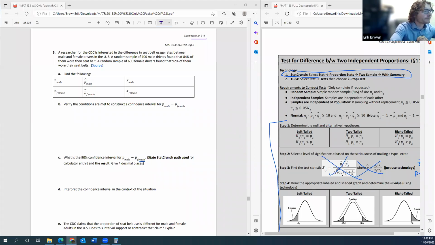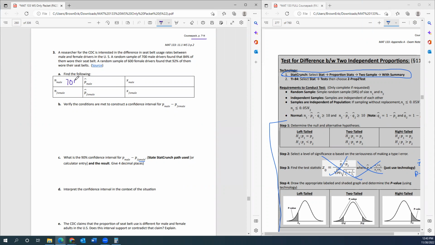Okay. That was 5 minutes. How'd y'all do with A? I know p hat equals x over n, and we're trying to find x, so 700, 600, and then 588 is what I got.